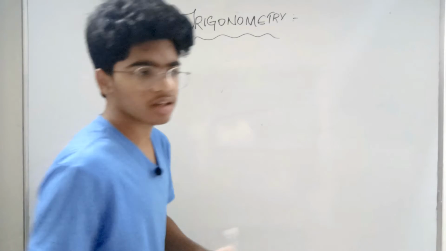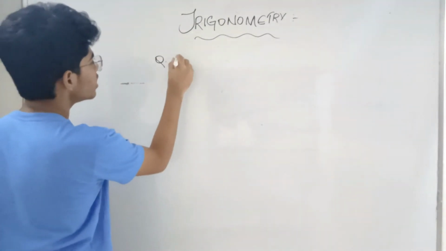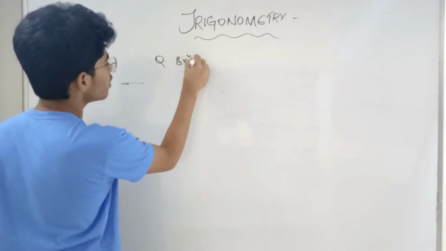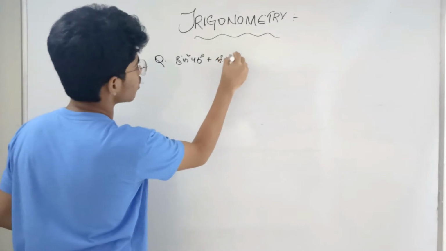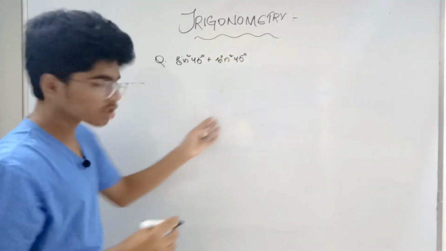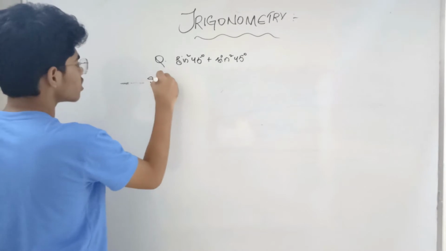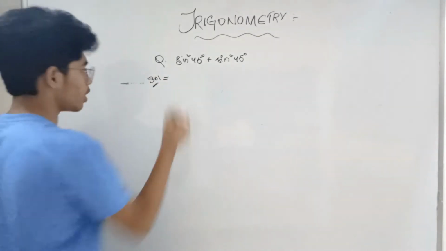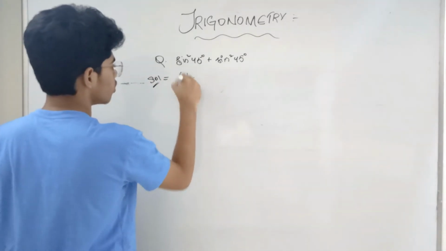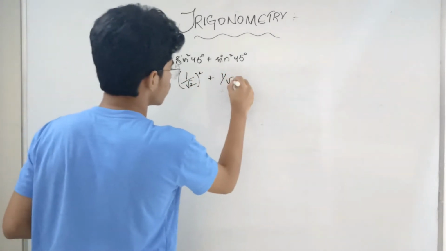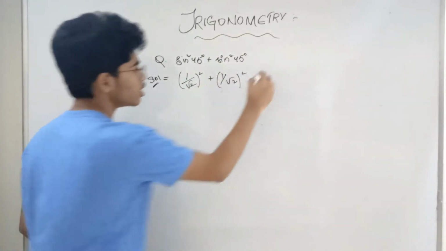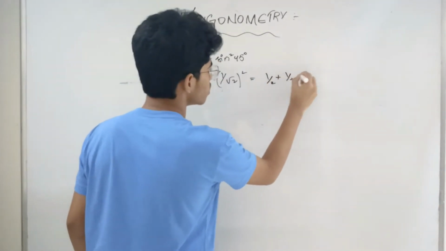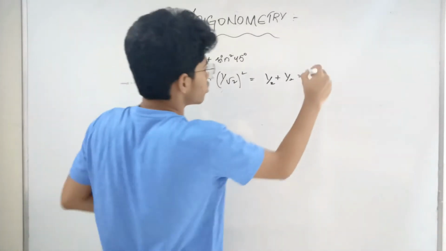Let's begin. Before beginning, I'll ask you a question. What is sine square 45 degrees plus sine square 45 degrees? This is a pretty easy question. We know that sine 45 is 1 by root 2, so (1 by root 2) whole square plus (1 by root 2) whole square is equal to how much? 1 by 2 plus 1 by 2 is half plus half, which is 1.